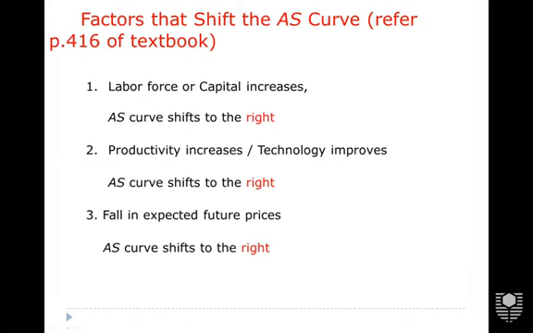So, factors that can shift the aggregate supply curve: if the labor force or capital increases, aggregate supply shifts towards the right. If technology improves, the curve shifts to the right. If there is a fall in expected future prices, the aggregate supply goes up for now, and the curve shifts towards the right.